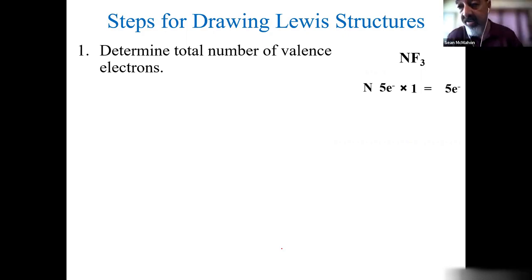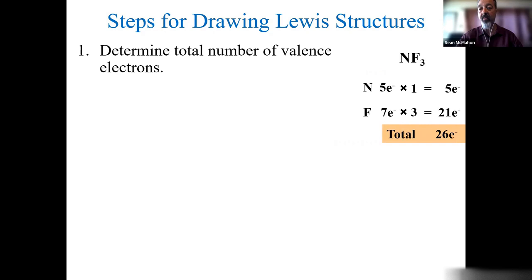So nitrogen is group 5A, which results in 5 valence electrons, and we can write out 5. Fluorine is group 7A, so each fluorine has 7, and there's 3 of them, so 7 times 3 is 21. So my total valence electrons is 26 valence electrons for this species.